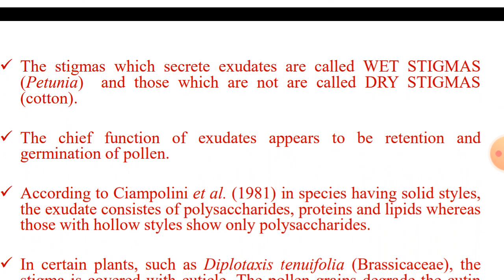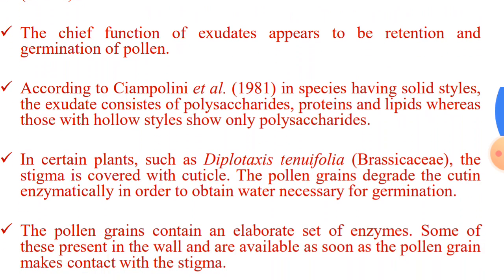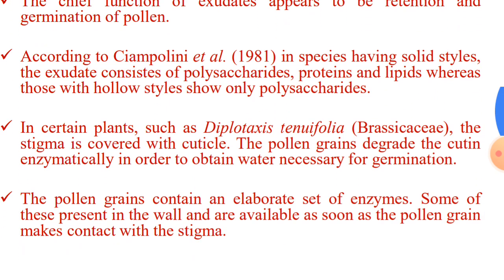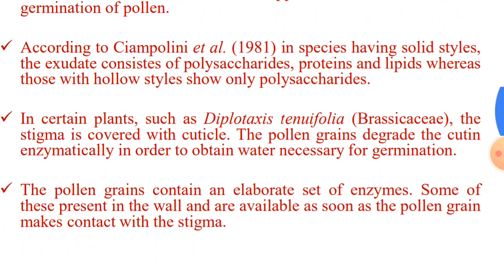On the basis of presence and absence of exudates on the stigmatic surface, the stigmas are of two types. The stigmas which have exudates are known as wet stigmas, for example petunia, and those which do not have exudates on the stigmatic surface are known as dry stigmas. The chief function of exudates appears to be retention and germination of pollen. According to Ciampolini et al., in species having solid styles, the exudates constitute polysaccharides, proteins and lipids, whereas those with hollow styles show only polysaccharides.